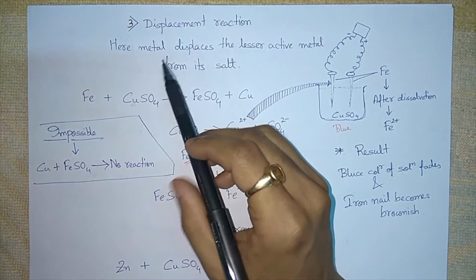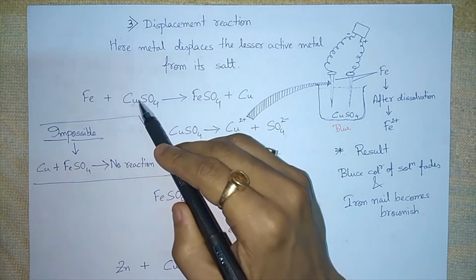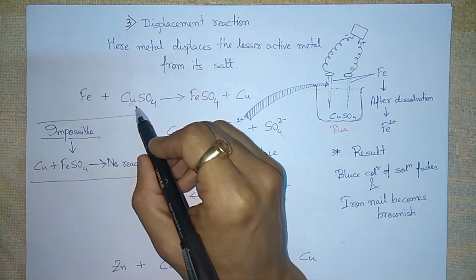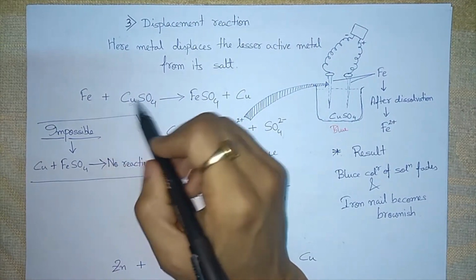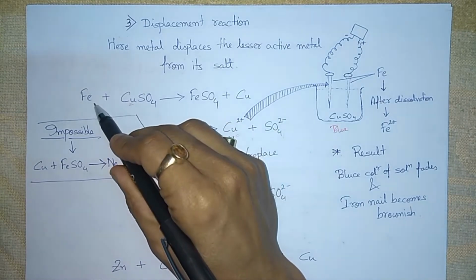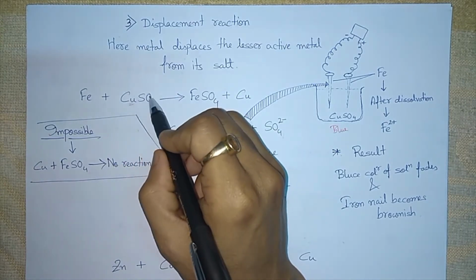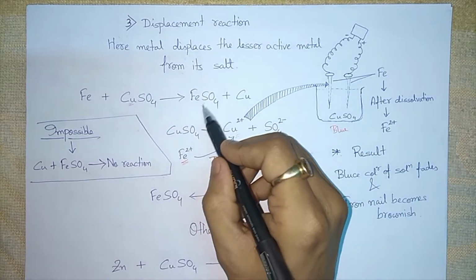In this reaction, an active metal displaces a less active metal from its solution. Here in this case, iron is more active, copper is less active. So iron is displacing copper from its own solution and forms a new solution.